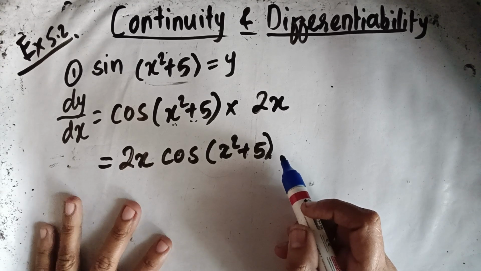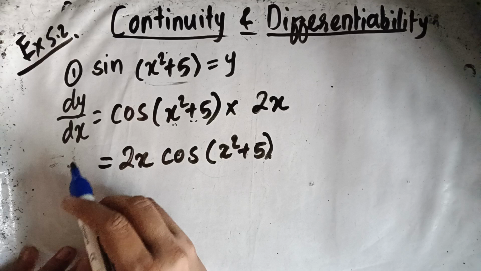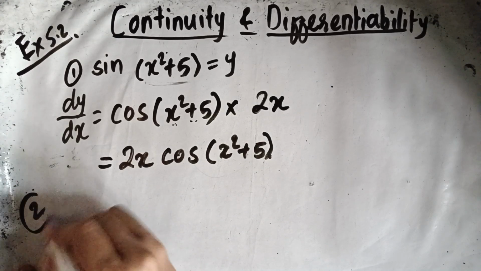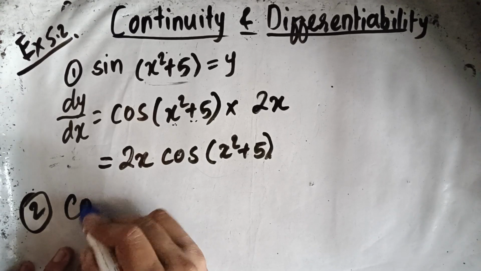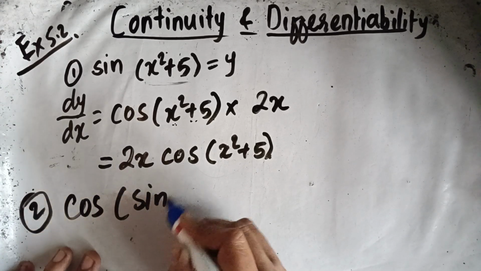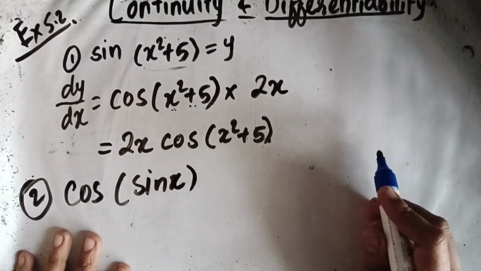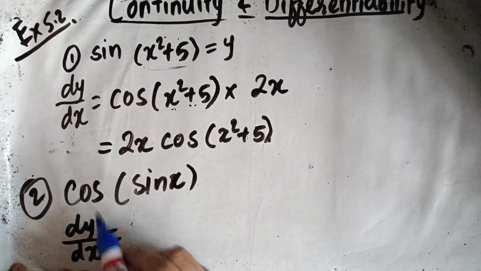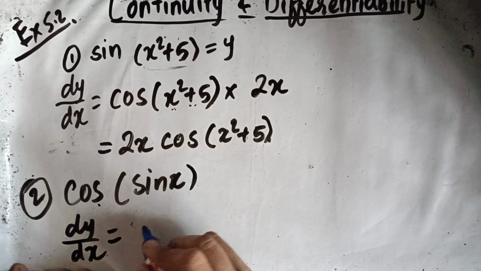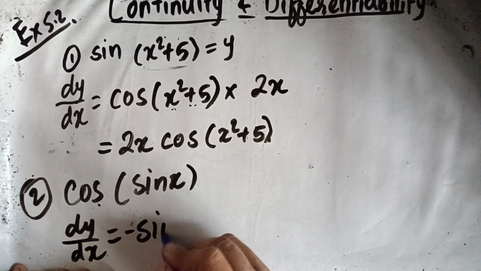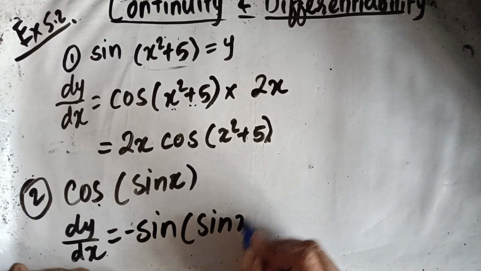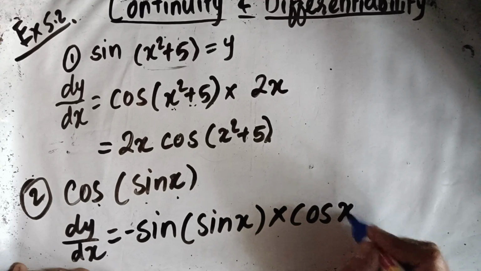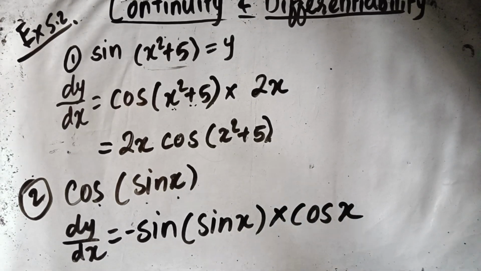Second, differentiate the function with respect to x: cos of sine of x. The same way you have to differentiate. So dy by dx is, first you differentiate cos, which is minus sine, and then sine of x, and the derivative of sine x is cos of x.